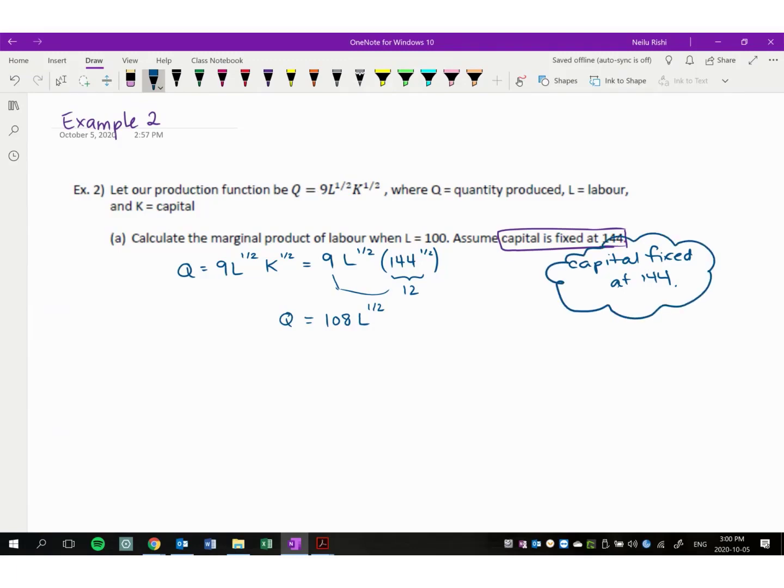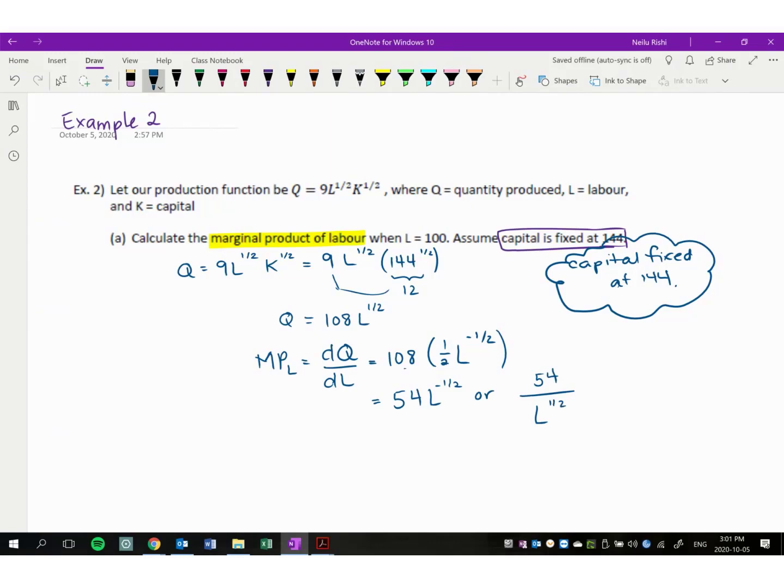So now that I have a production function, I'm going to calculate the marginal product of labor. MPL is the derivative of production Q with respect to labor. And it's going to be 108 times half L to the power of half minus 1, which is really negative half. So this gives me 108 divided by 2, 54 L to the power of negative half. Or another way I could write it is 54 divided by L to the power of half, due to the negative exponent.